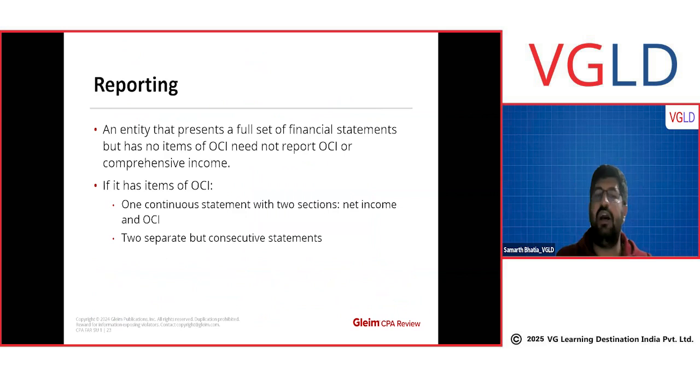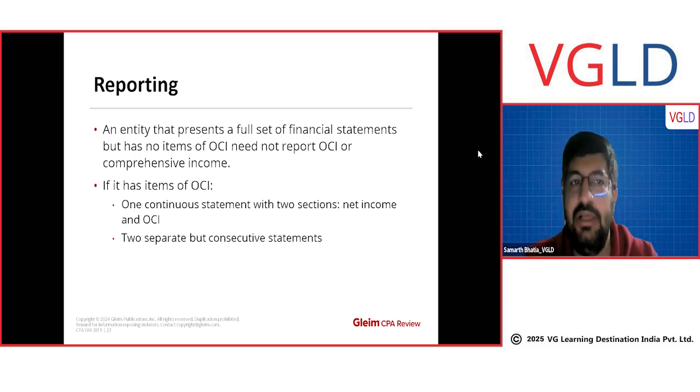So now I'm coming to the reporting: how other comprehensive income will be reflected. An entity that presents a full set of financial statements that has no items of OCI need not report the OCI or the comprehensive income. Suppose a company does not have any item of OCI, then it is not required to present a comprehensive income statement. They will only present the income statement. No need to show the statement of comprehensive income.